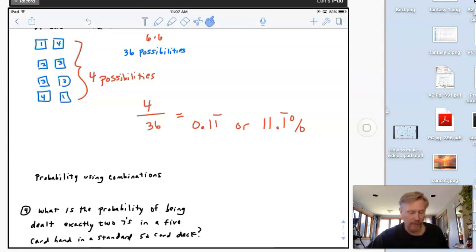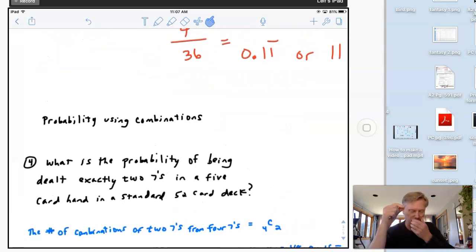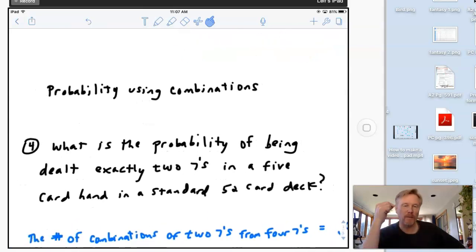All right. This is the hardest part of this whole lesson here. This is if you can do probability with combinations, and this is the way it works. It's kind of neat. If anybody likes playing cards, this is the section to figure out. It says this: what is the probability of being dealt exactly 2 sevens in a 5-card hand in a standard 52 card deck? So we're going to use combinations.